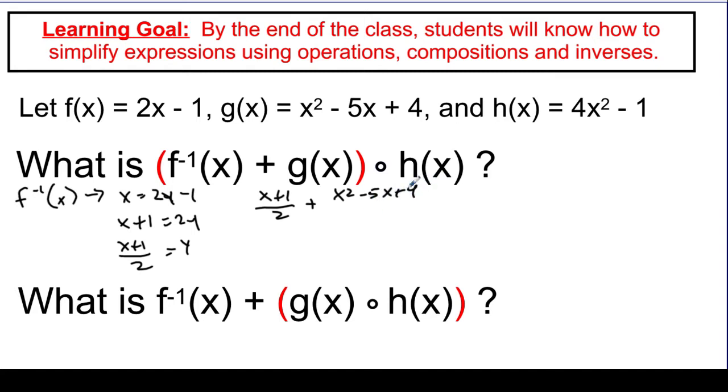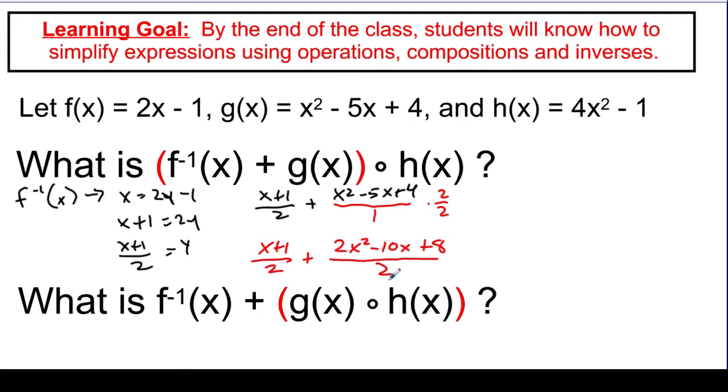Remember, if I have something with an over 2, that's a fraction. If I'd like to add together a fraction with something that is, in this case, over 1, they would have to have a common denominator. So I'm going to leave x plus 1 over 2, but this one I need to multiply the top and the bottom by 2 in order to get a common denominator. So now this is going to look like x plus 1 over 2 plus 2x squared minus 10x plus 8 all over 2 as well.